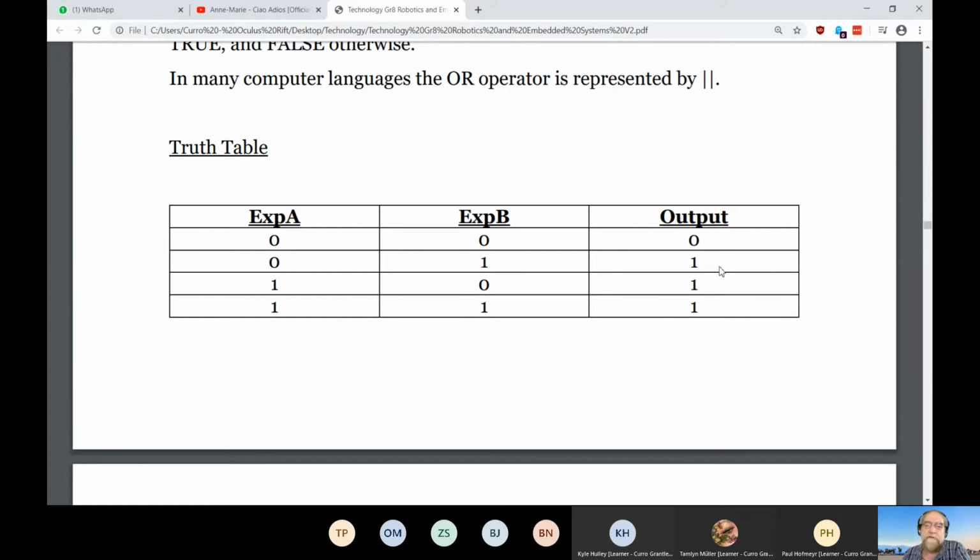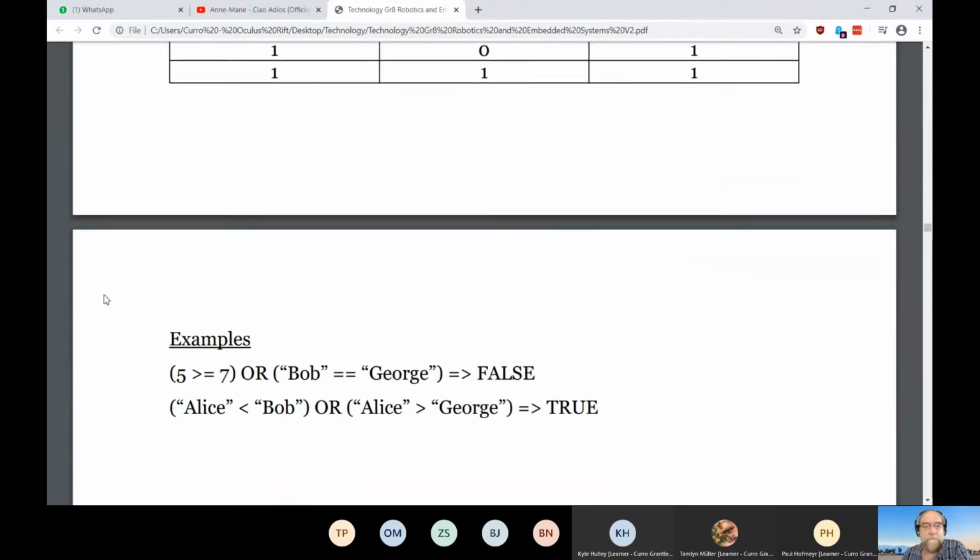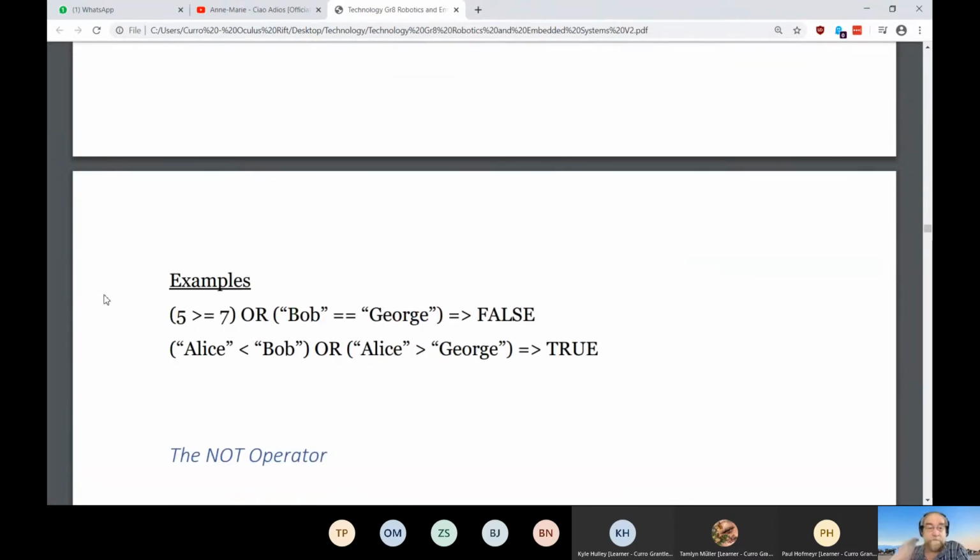Okay, so you can see we got 3 trues aside and only 1 false. So that's the truth table for an OR. Okay, let's have a look at these examples. Same sort of thing. Okay, is 5 greater than or equal to 7? No, we know that is false.